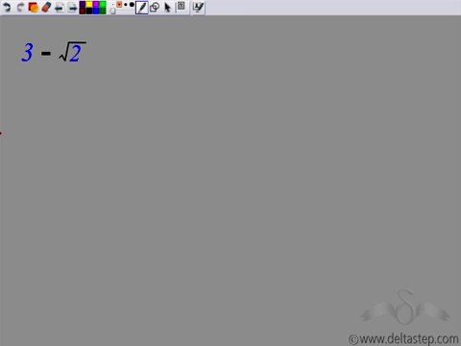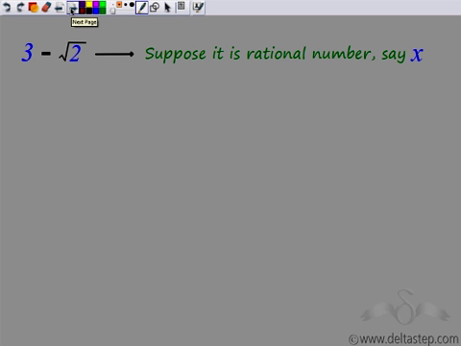Let us look at this. I want to find whether 3 minus under root 2 is an irrational number or a rational number. So what I do is, I'll suppose that this is a rational number. Let us suppose that this is a rational number, say x. So you call this rational number as x. So what can I write? I can say that 3 minus under root 2 would be equal to x, because I'm saying that this is a rational number which is x.